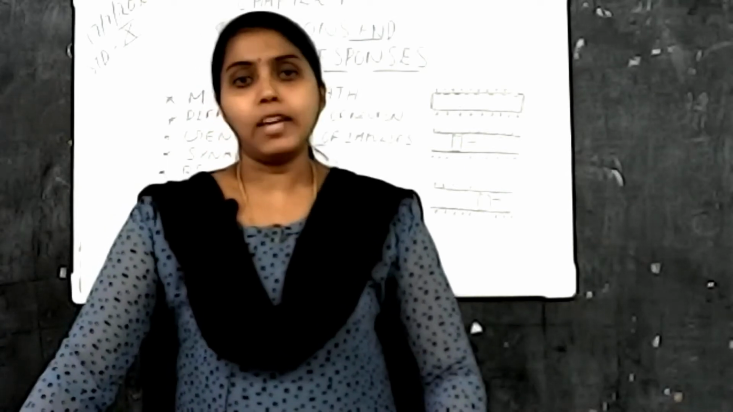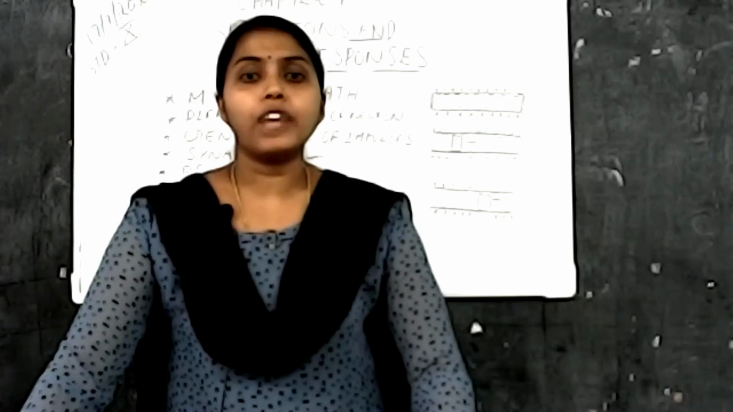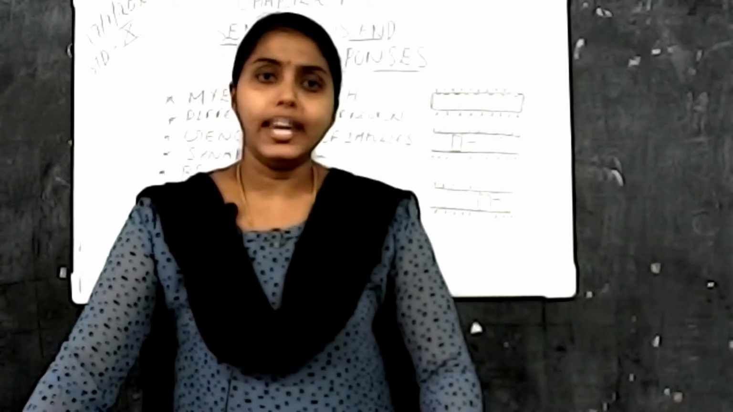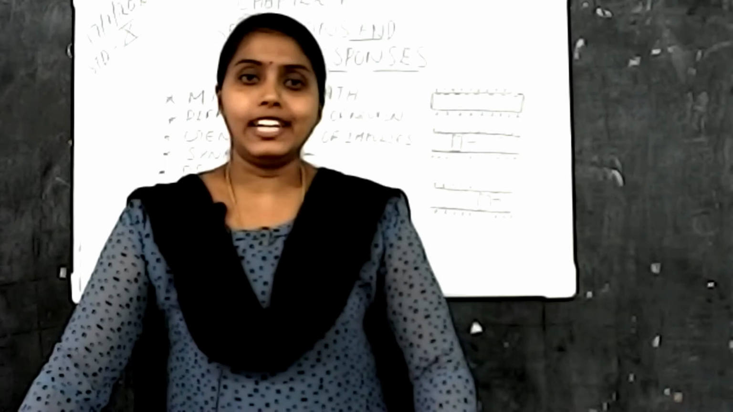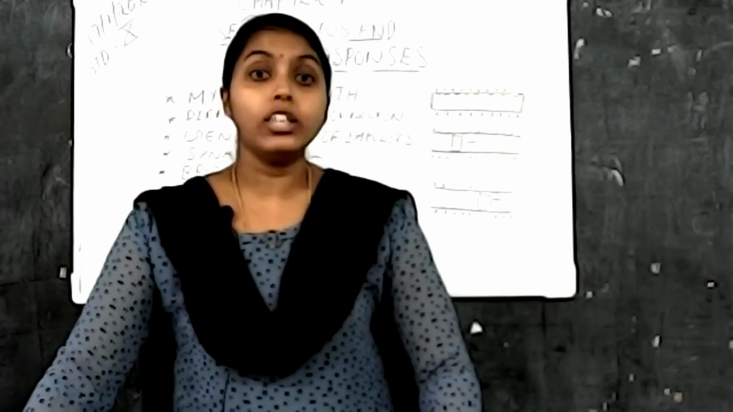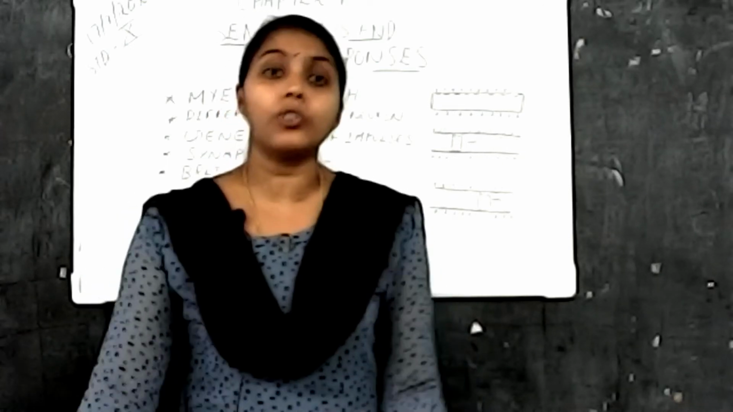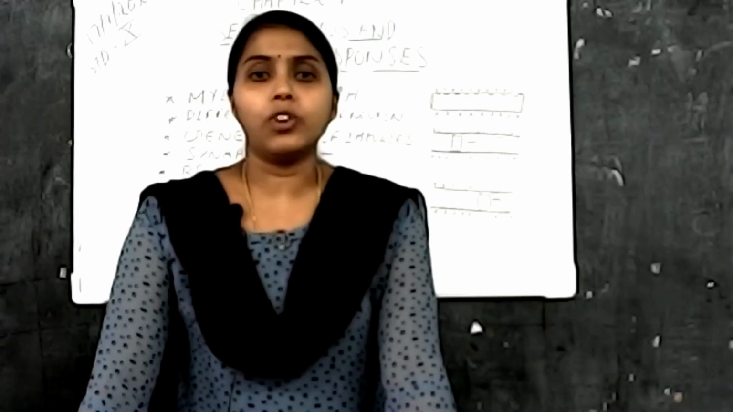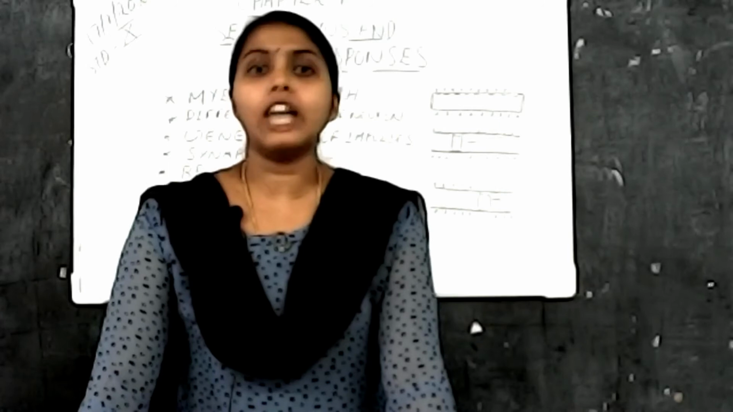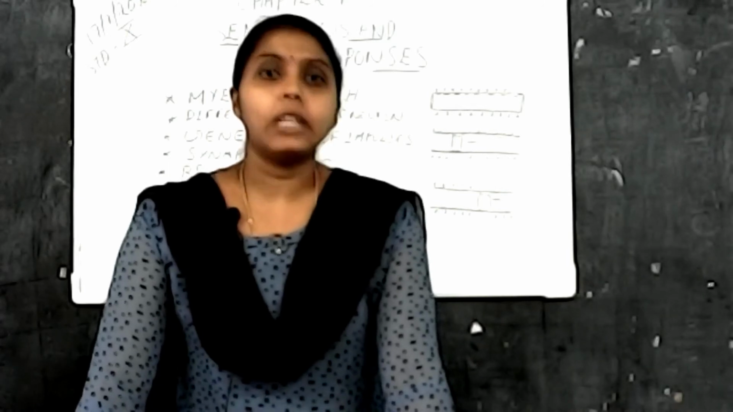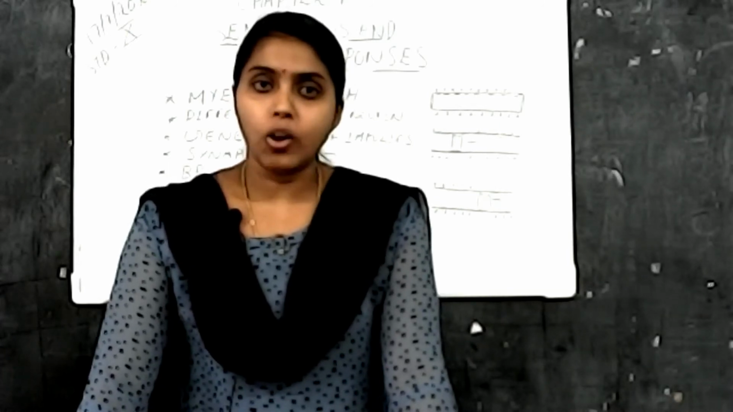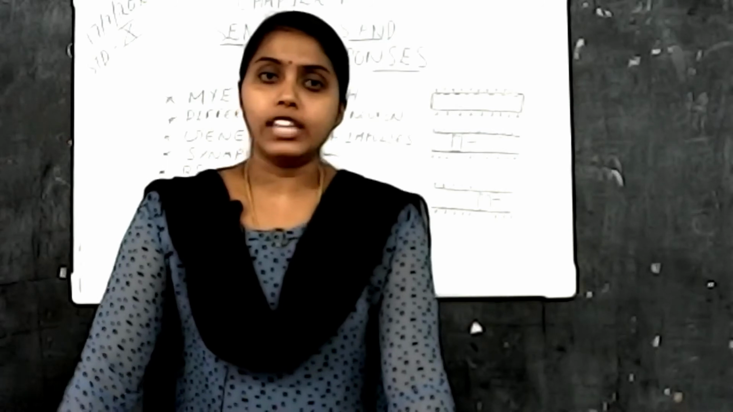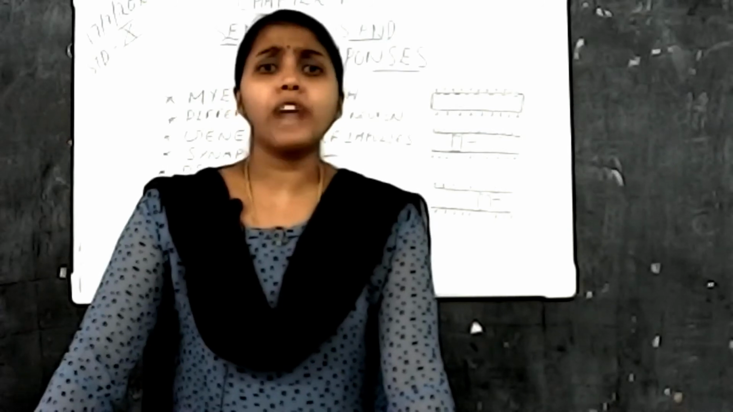Then gray matter. Gray matter is the part of the spinal cord and brain where non-myelinated neurons, the neurons whose axons have no myelin cover, are present in abundance. That area is called the gray matter. So you have to connect and study.